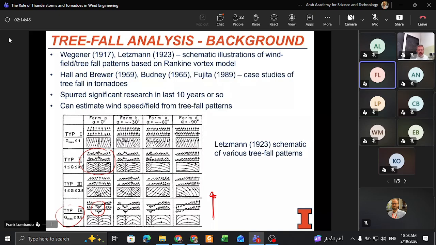You see that change as the inflow angle changes as well. The key thing here is that the pattern changes based on characteristics of the vortex itself.